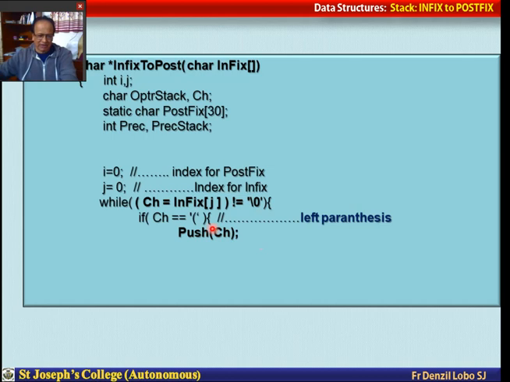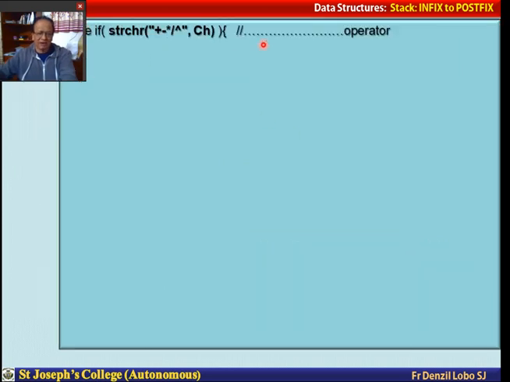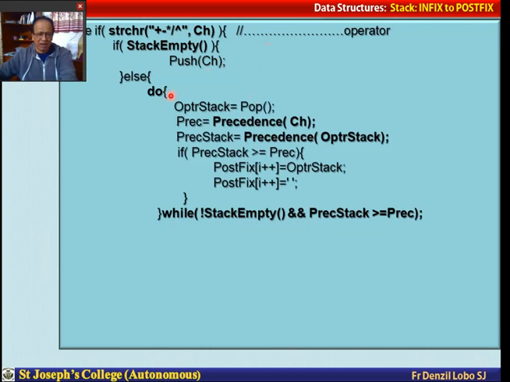What do I do? As I said, first, if it is a left parenthesis, push it onto the stack. If it is one of these operands, then you insert it into the postfix and add a blank. Always add a blank so that they are separated from each other. Then if it is an operator, if ch is one among these, what do you do? As I said, if the stack is empty, push it onto the stack. Otherwise, do while the stack is not empty and the precedence of the operator from the stack is greater than or equal to the precedence of the incoming operator.